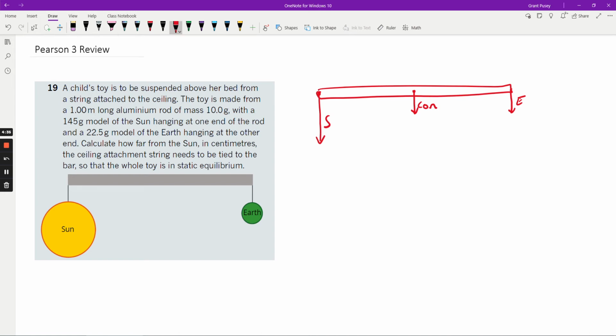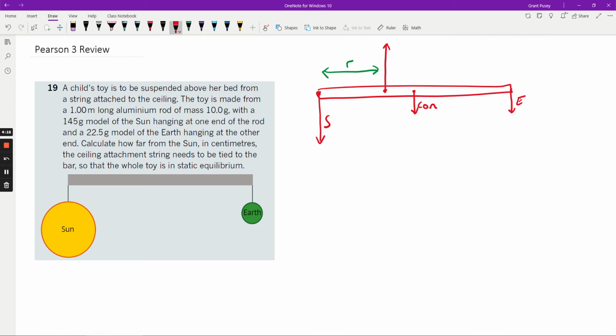And then to attach this rigid body to a ceiling, you're going to have a bit of string that's probably going to attach somewhere around there. And the question's asking you, what is the distance between where the string attaches and the sun? And it's asking to give that answer in centimeters.